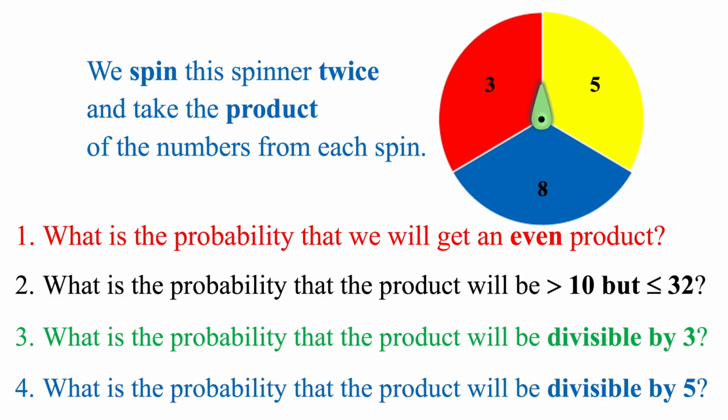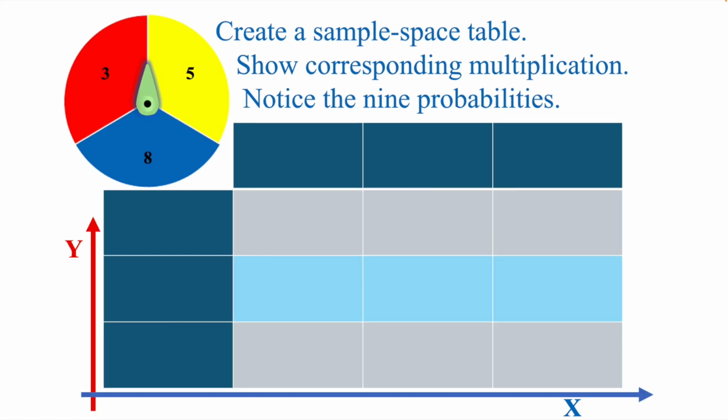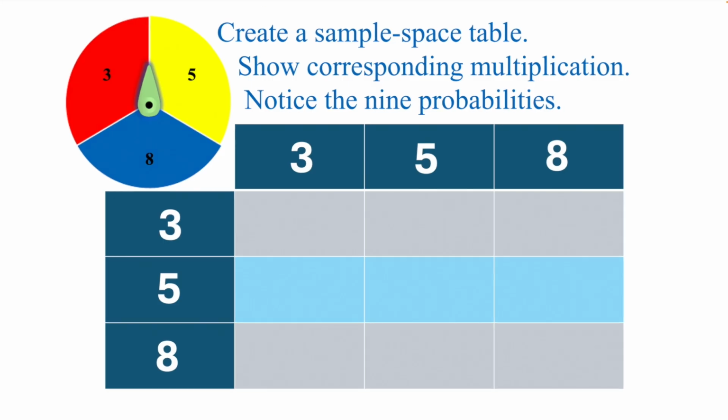So let's plug our numbers into something that will help us organize our calculations. 2 methods come to mind: a probability tree and a sample space table. Either method is effective, but our preference is the table. Because we are using the same set of numbers from 2 spins, we will have the same data for our x and y axes. On our y-axis, we will chart the numbers for Mr. Pie, which are 3, 5, and 8. We will do the same for the x-axis.